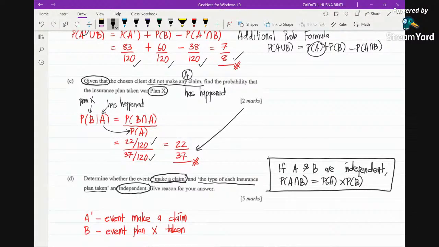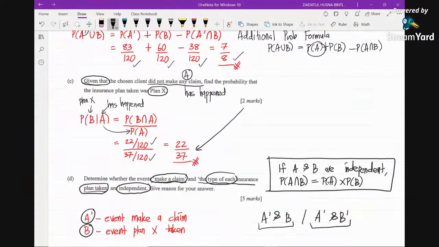The two events are make a claim and type of insurance plan taken. If you refer to the table, the event of making a claim is denoted by A prime. And then the type of insurance plan taken. The question does not particularly state whether the plan is X or plan Y, so you may choose. You can check whether A prime and B are independent, or you can check whether A prime and B prime are independent. B here is the event plan X taken, so here I choose letter B. These are two pairs of different events that you can check, because the question does not state whether the plan is X or Y, so you do have the options.